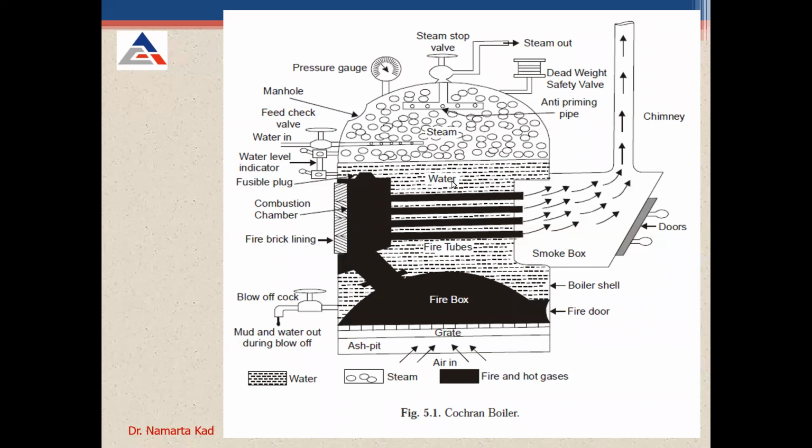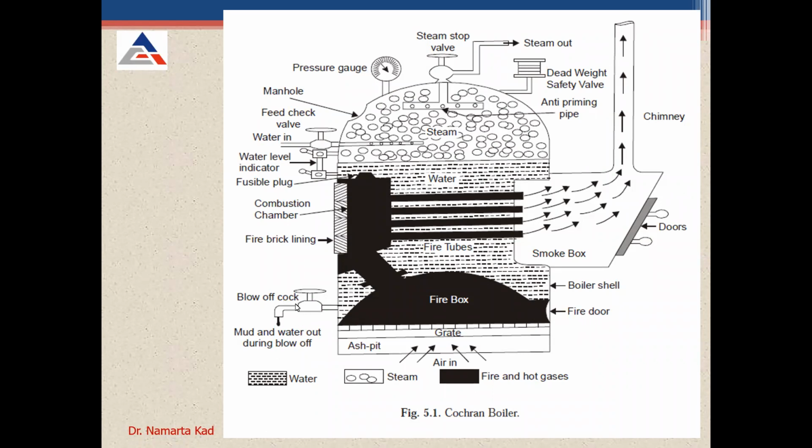Okay, it starts boiling and is converted into steam. Then from these tubes, the fire and smoke is collected here in the smoke box, and then it is fed to the atmosphere through the chimney. And here are the doors for cleaning purposes. So this one is the boiler shell, and this one is the fire door from where the fuel is inserted.